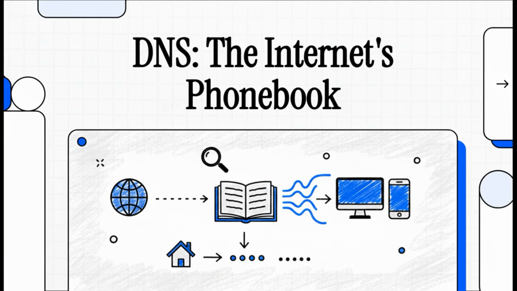You ever stop and think about how when you type a website name into your browser, it just works? It feels like magic, right? Well, behind that simple act is this incredible hidden system that's basically the internet's secret address book. So today, let's pull back the curtain and see exactly how that magic happens.